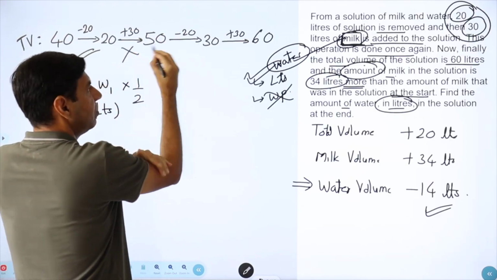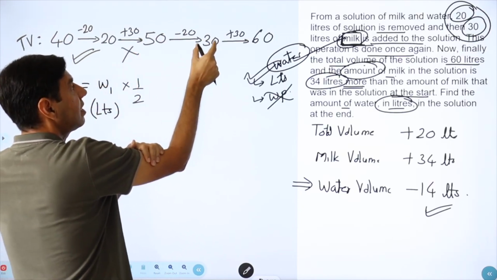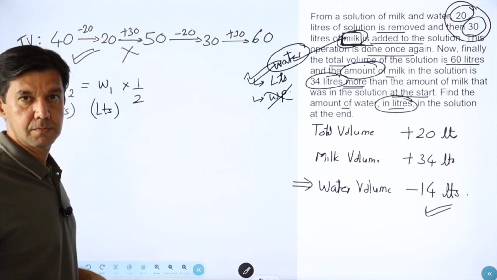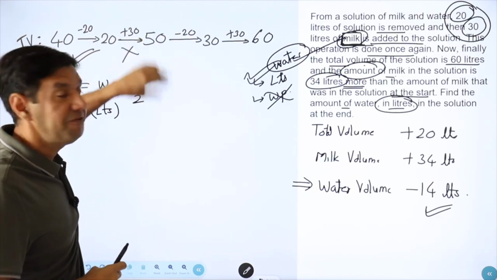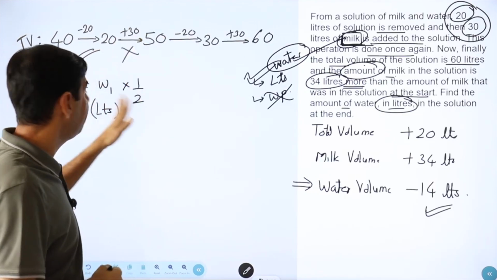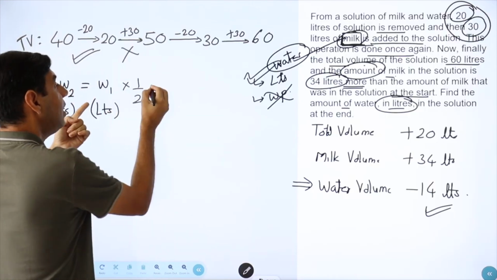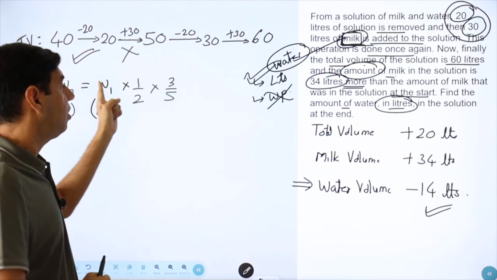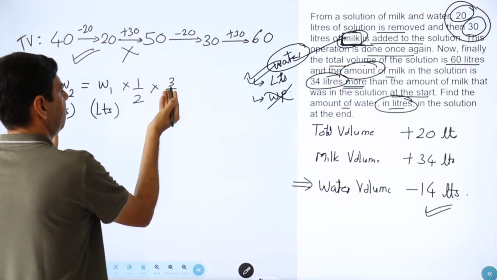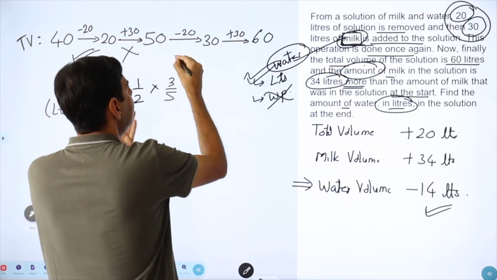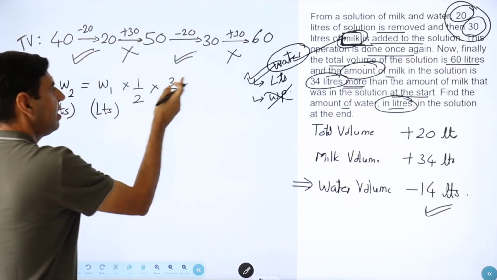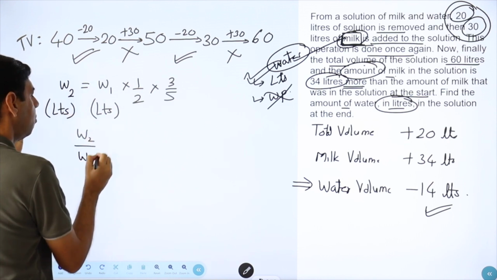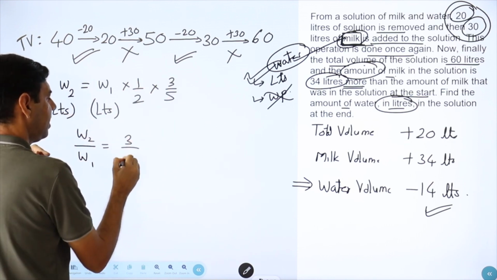When you remove, what fraction is removed? 20 is removed out of 50. Okay, so 2/5 is removed. So 2/5 of water will be removed. What will remain is 3/5 of water, which is nothing but this by this. You know, if your theory is very fast, it can be so fast, students. And then when you add, we have accounted for this. This does not affect liters of water. So this is your this. So water 2 divided by water 1 is nothing but 3/10.